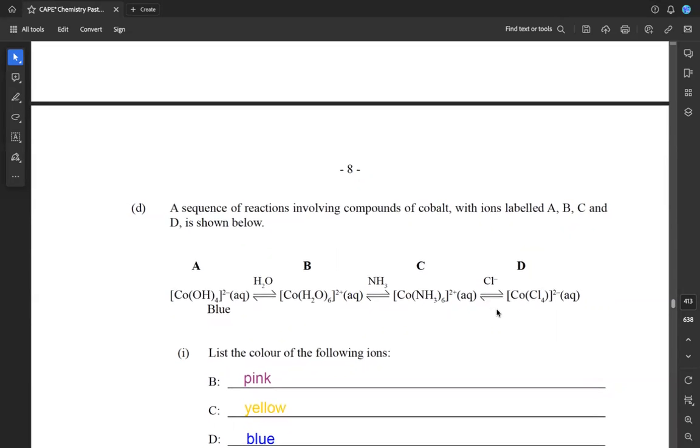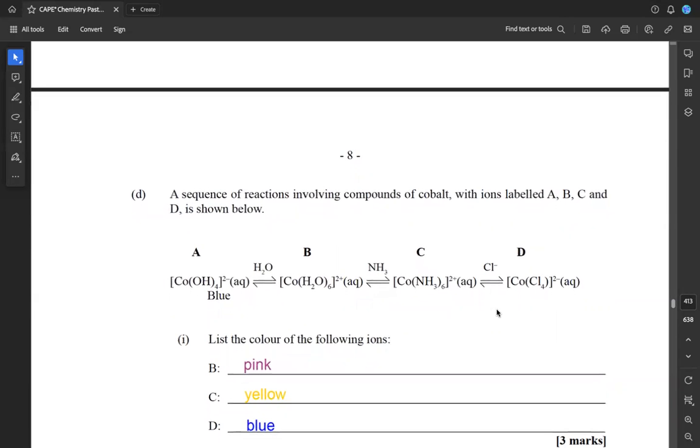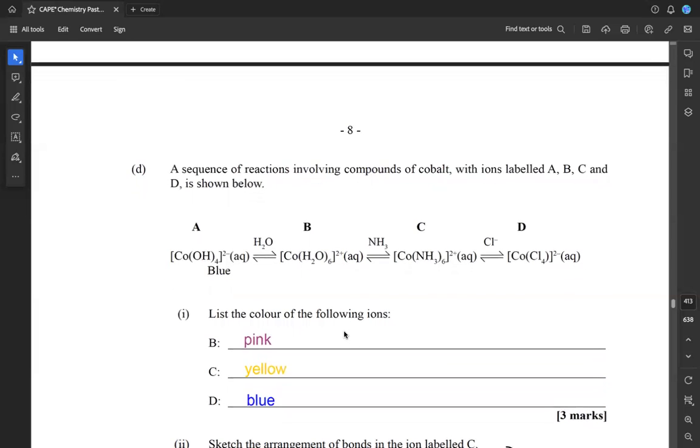This is your typical ligand exchange setup that you will see in transition metal or complex ion questions. They're asking us to list the color of the following ions, starting with ion B. They gave us that A was blue. When we have the ligand exchange and the cobalt and the water are complexed together, that's hexaqua cobalt, and in this case we would see a pink color. So we put pink here.